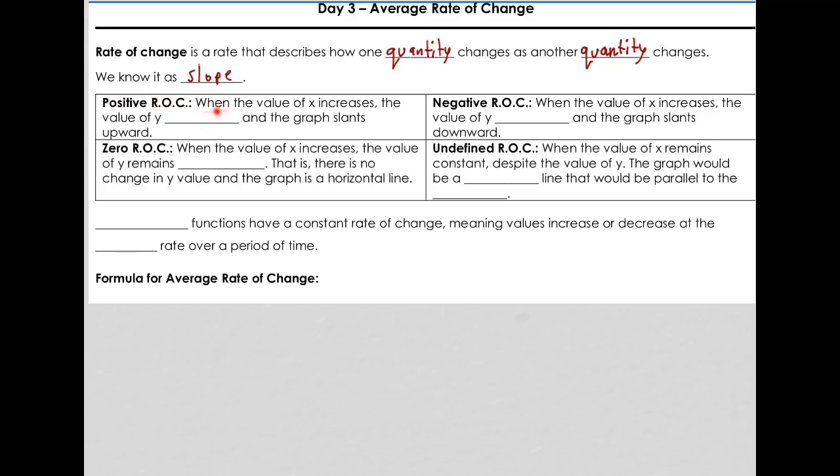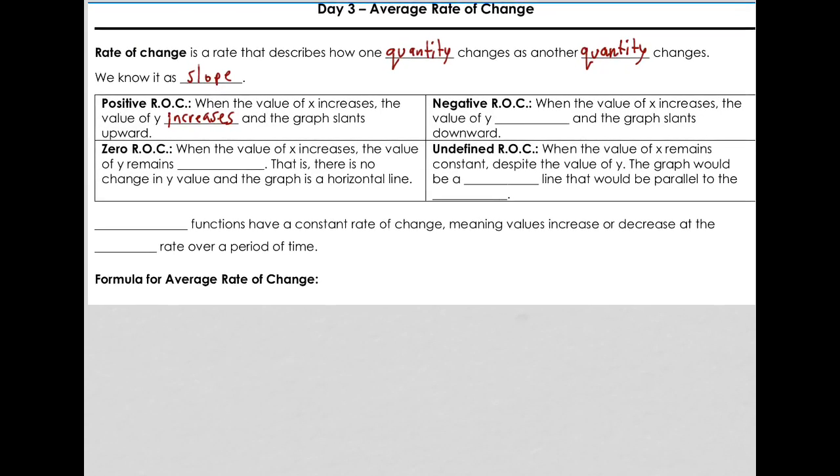Okay, so positive rate of change, pretty much went over this in the video yesterday, is when the value of x increases, the value of y also increases. It's kind of repetitive at this point. And the graph slants upwards. So if you remember, if I just draw a line going up like that, that would be an example of a positive rate of change.